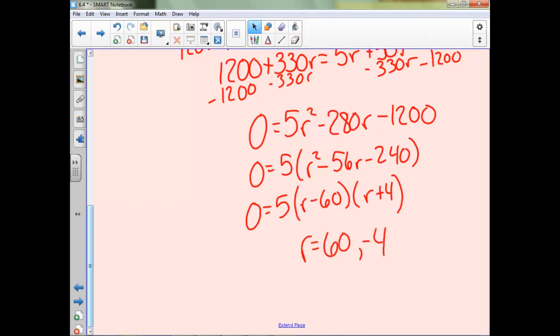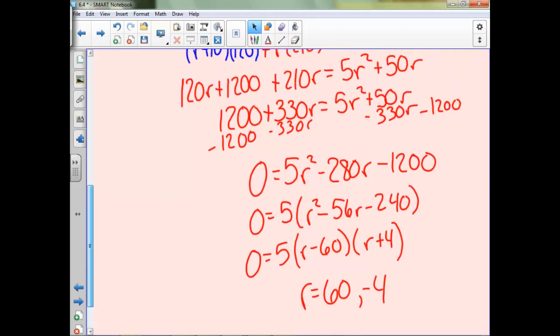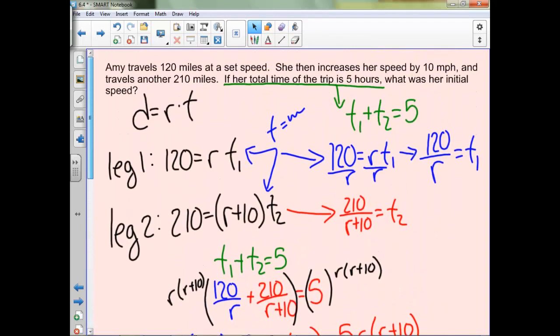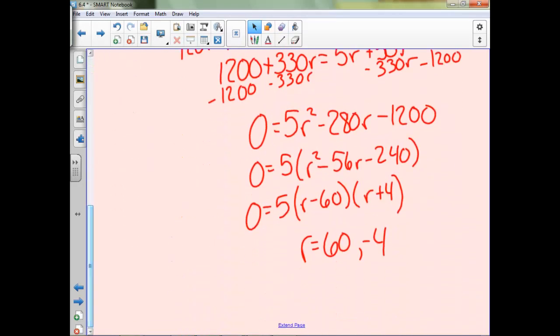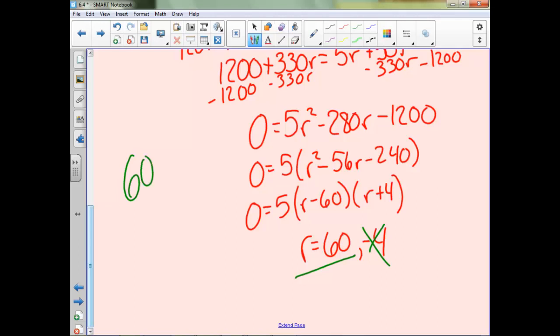Alright, so now we've got that r is 60 or negative 4. But coming back into our problem, our r was our rate. So we can't have a negative rate of 4. So that means our rate's got to be this 60. So her rate was 60 miles an hour.